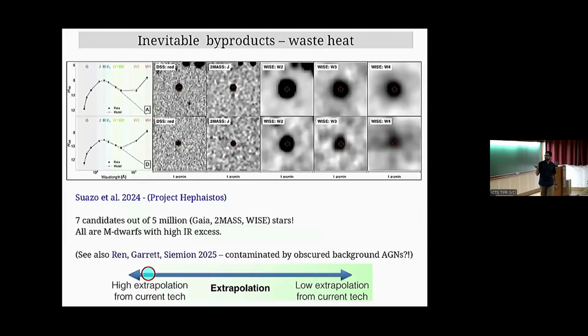People followed those up with radio telescopes. They did not find any anomalous signals in radio, and it seems that a few of those Dyson sphere candidates may be contaminated by obscured background AGNs.